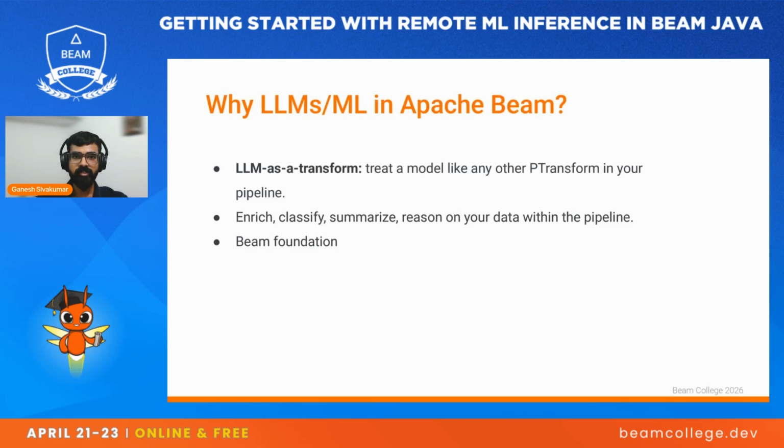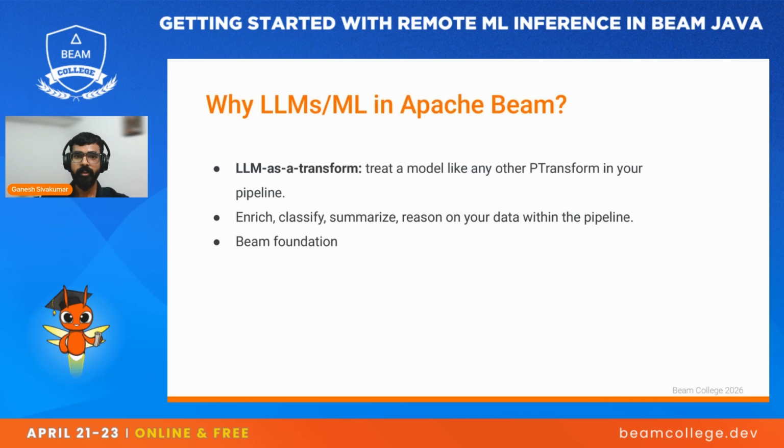So before starting, why do we even need to integrate ML services in a pipeline, and how does it help us? The idea here is to treat the LLM as a transform. Typically, PTransforms take an input PCollection, apply a fixed, expected transform on it, and then return a fixed expected output.